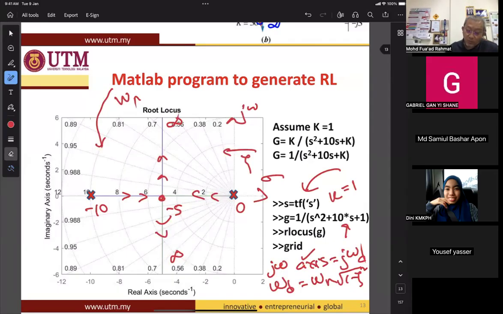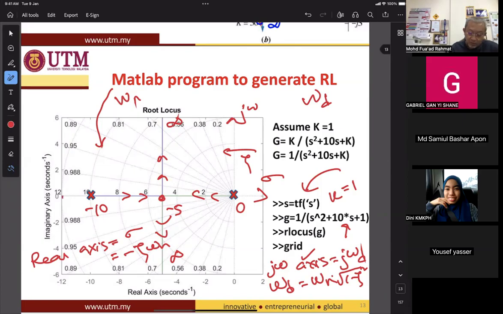So what is the difference between omega d and omega n? Both are frequency. But omega n is the undamped natural frequency and omega d is the damped natural frequency. This damped natural frequency is equal to omega n multiplied by the square root of 1 minus zeta squared. And for the real axis, sigma is equal to minus zeta omega n.